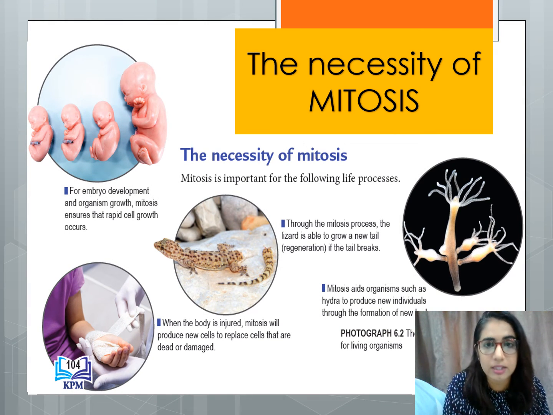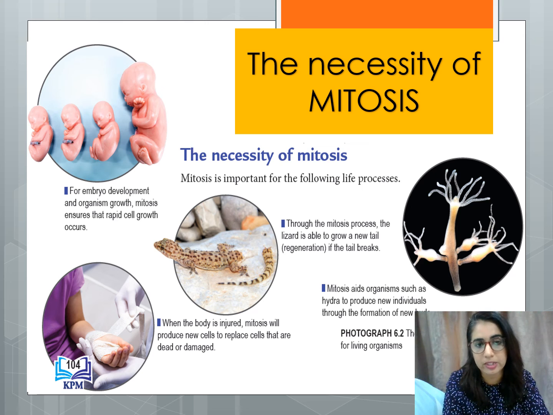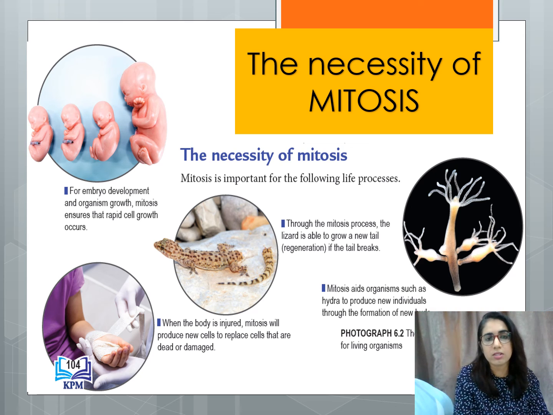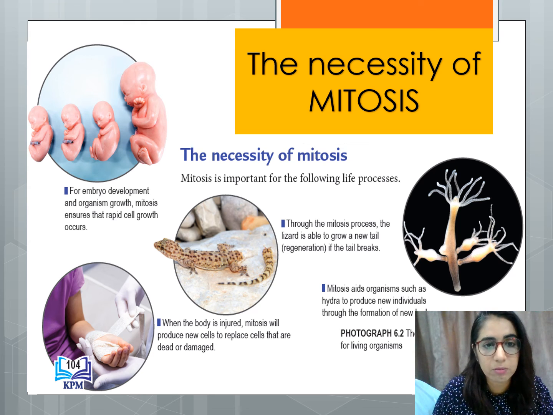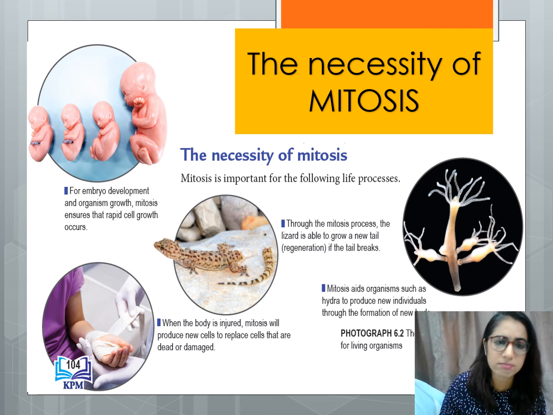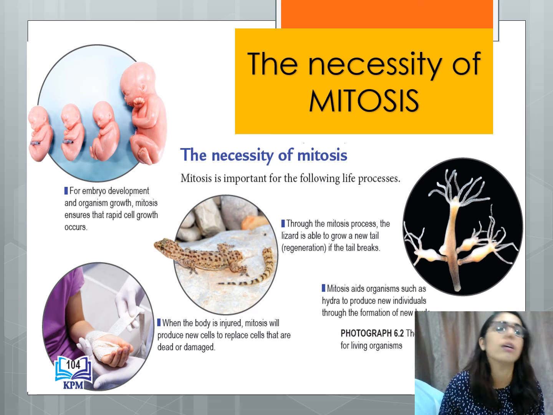Now, the necessity of mitosis. For this you can refer to your textbook, page 104. Mitosis is very important for various life processes. For example, the first one is embryo development and organism growth. Mitosis ensures that rapid cell growth occurs from baby until you are an adult. The cells will keep growing and growing.